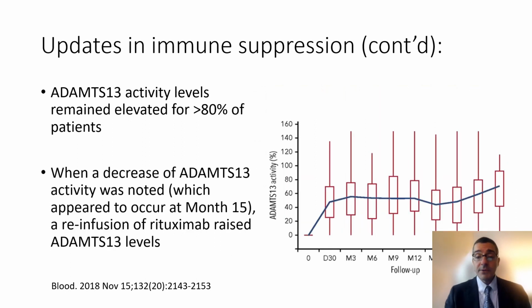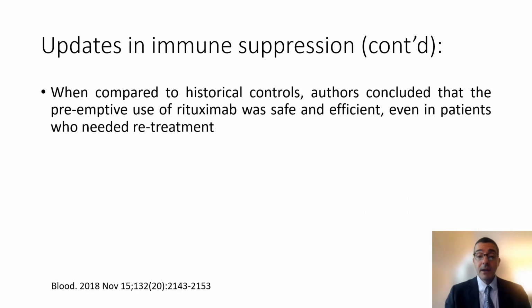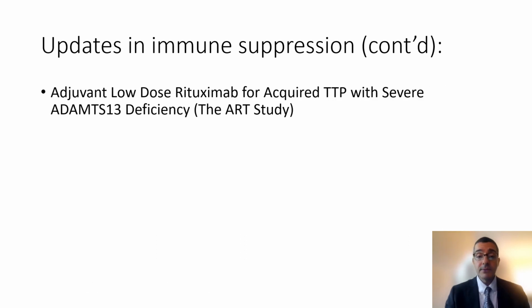And what this study noticed is that when patients' ADAMTS13 levels started to drop, another infusion of rituximab was given at this point, where the green arrow is, and it led to a rise in ADAMTS13 levels. When they compared to historical controls, this preemptive use of rituximab, so in other words, we're not going to wait until they have another relapse of TTP, we'll give them rituximab up front, was effective in these patients, even in those who needed retreatment.